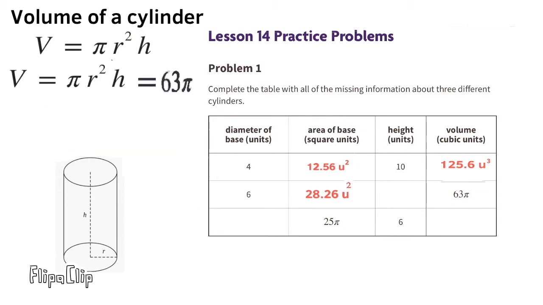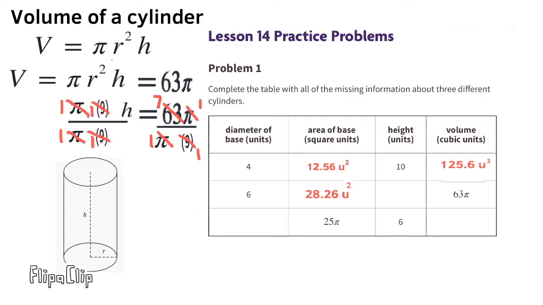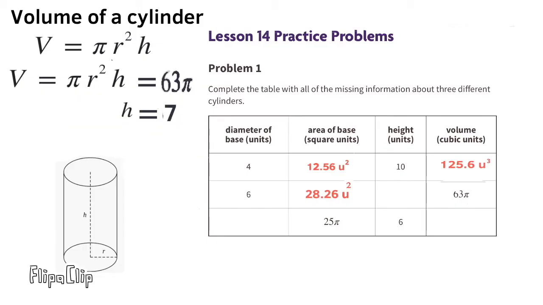The formula for finding the volume of a cylinder is pi times r squared times height. So we need to figure out what height times r squared equals 63. 63 divided by r squared should give us the height. The radius is 3, so r squared is 3 times 3, or 9. 63 divided by 9 gives us the height. And 63 divided by 9 is 7, so the height of this cylinder must be 7 units tall.